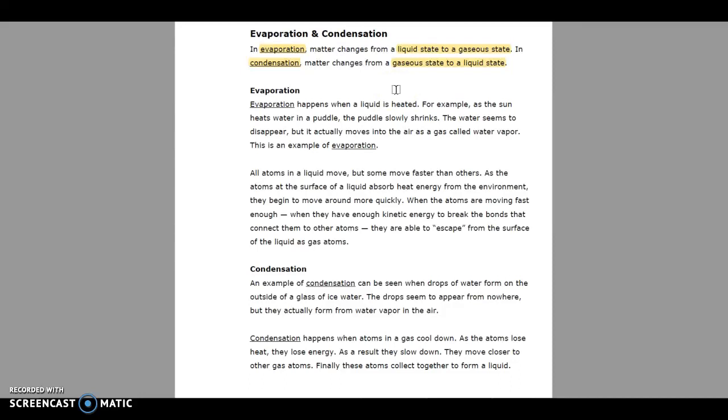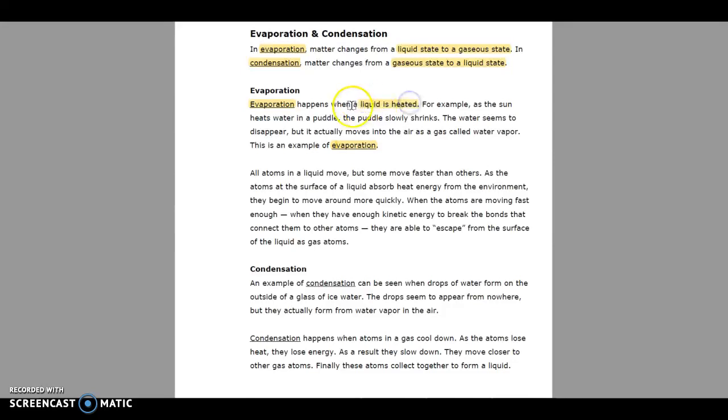The water seems to disappear, but it actually moves into the air as a gas called water vapor. This is an example of evaporation. So I see the word evaporation here in this paragraph twice, once at the beginning and once at the end. Since it is a vocabulary word, we know it's important, but it's also important because it's mentioned twice in one little paragraph. So evaporation happens when a liquid is heated.